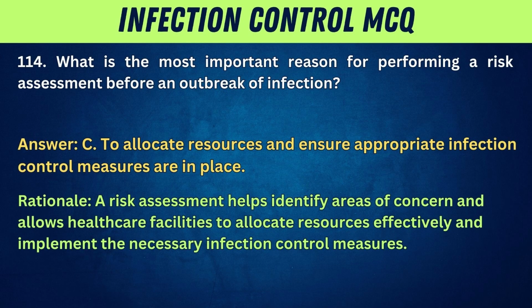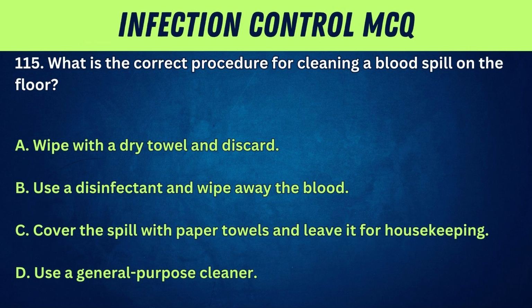Answer: C. To allocate resources and ensure appropriate infection control measures are in place. Rationale: a risk assessment helps identify areas of concern and allows healthcare facilities to allocate resources effectively and implement the necessary infection control measures.